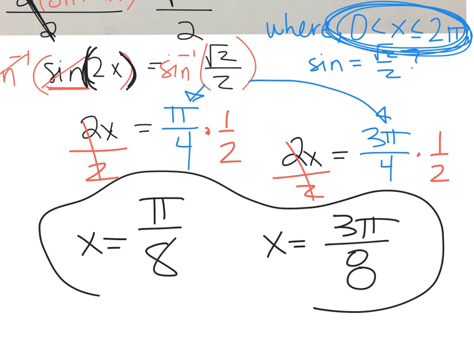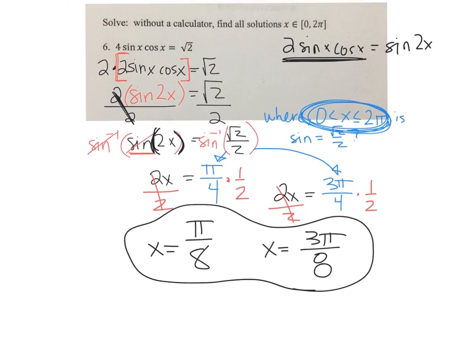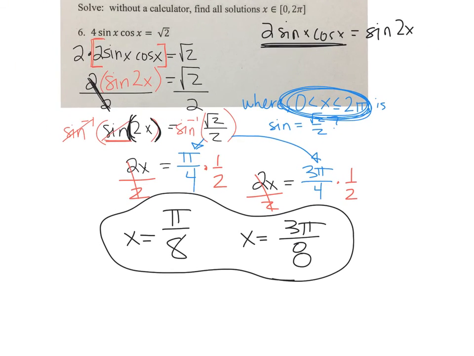So there are two places between 0 and 2 pi where if I took 4 times the sine and the cosine, my answer would be root 2. There you go.